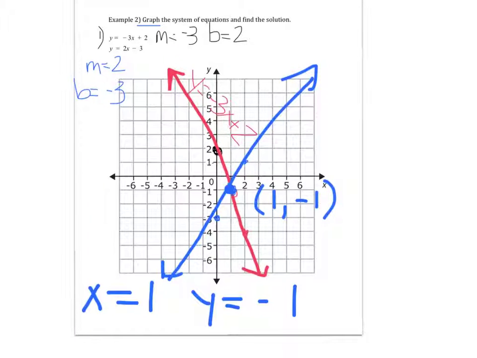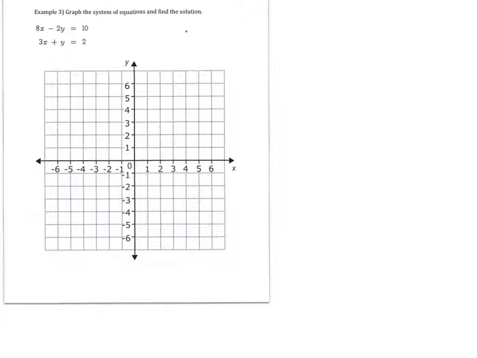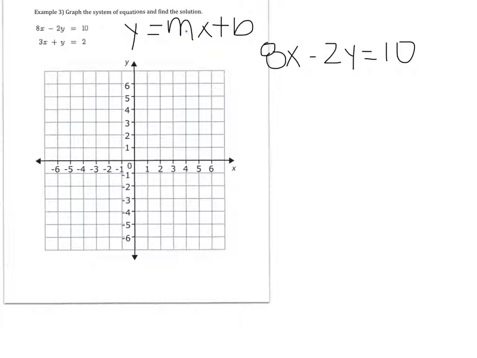All right, now that we know how to graph and solve systems when they're given in the form y equals mx plus b, let's try it when it's not given in that form. For our last example, we have to put our equations in the form y equals mx plus b. So our first equation is 8x minus 2y equals 10. Our goal is to get this y alone.